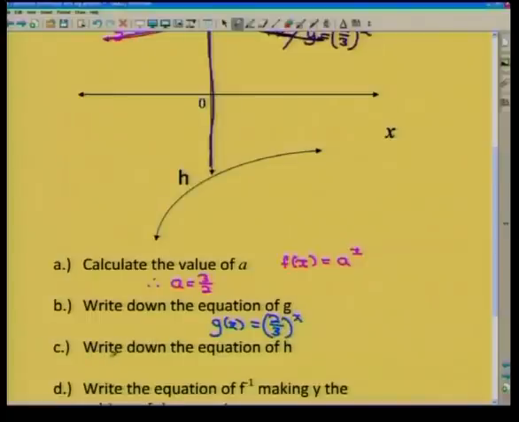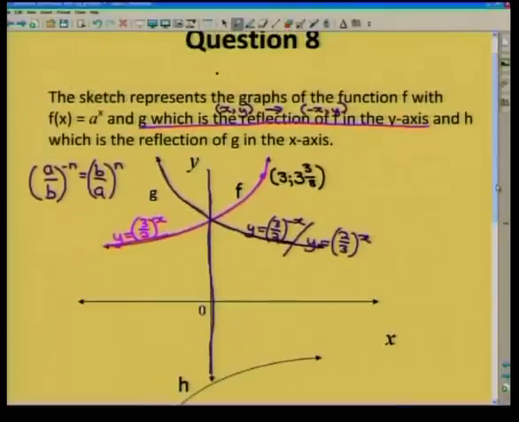Now, write down the equation of h. So let's go back there. What do they tell me about h? They say, and h is the reflection of g in the x-axis. So let's have a look. Here's our g in purple. Yes, you can see that that is true for h.